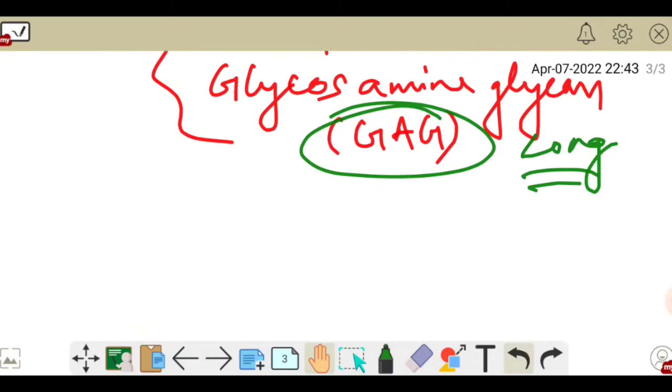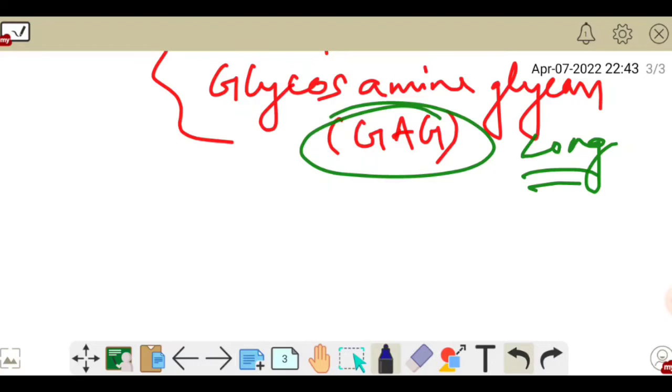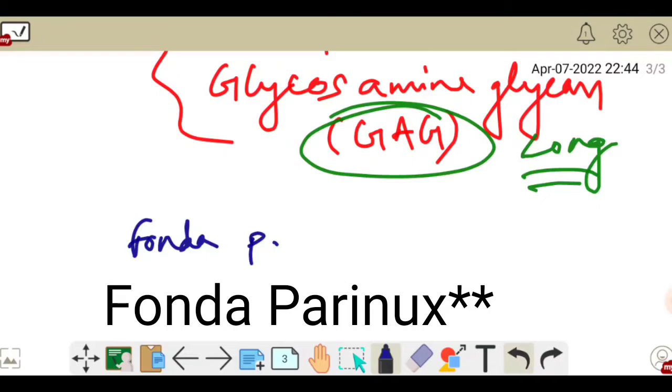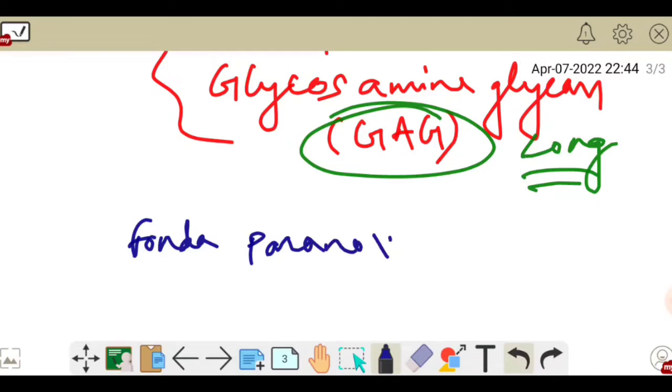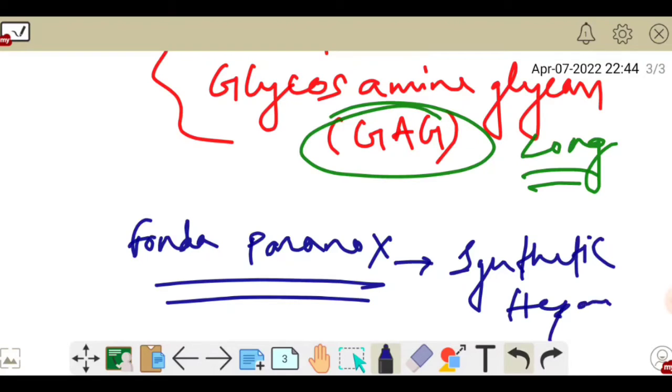Now there is another heparin, that is synthetic heparin, and the name is fondaparinux. Just remember this, it is not that important. It is a synthetic heparin. We will not discuss it in detail because it's not that important.